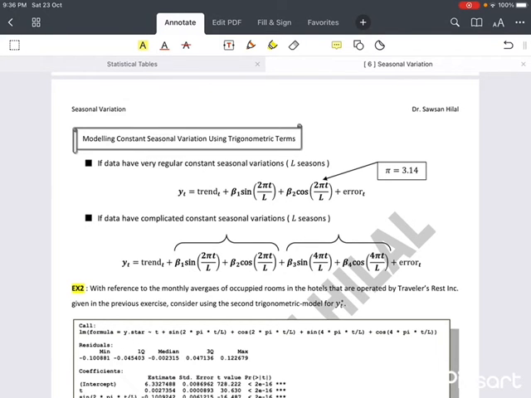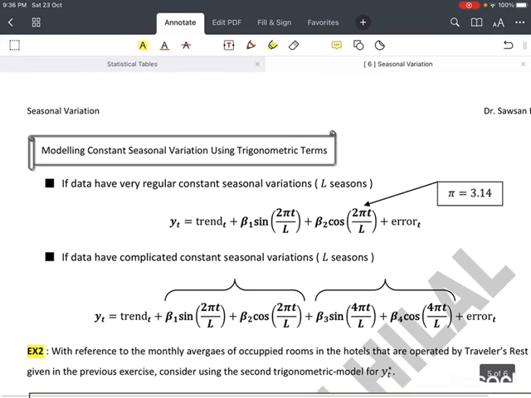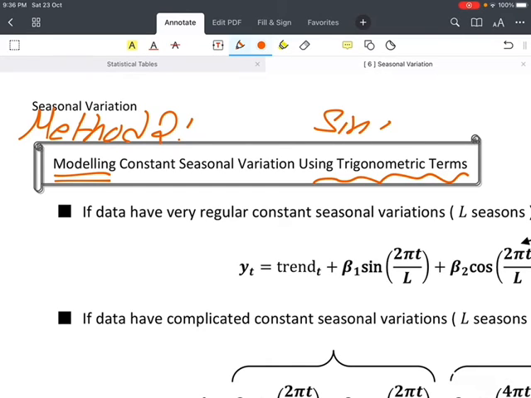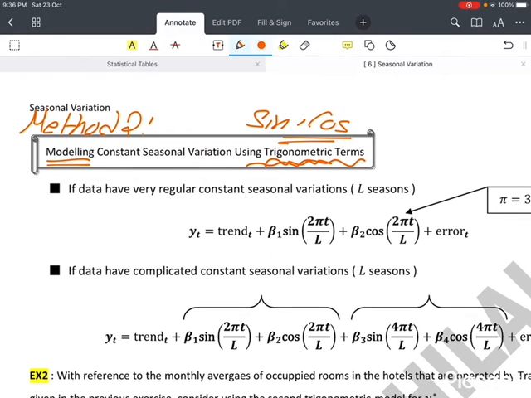Now we finished the exercise on the dummy variables. Here you will take the second method of modeling constant seasonal variation. It's called using trigonometric terms. So you will use the sine and the cosine. Okay, what does trigonometric terms mean? That means you will use the sine and the cosine.